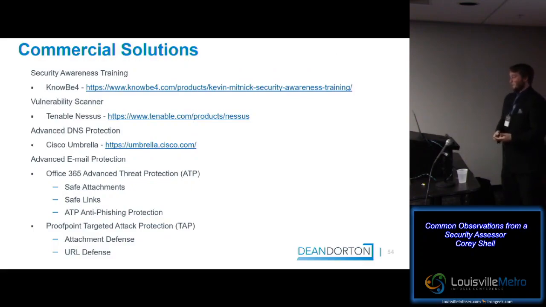So some commercial solutions we recommend for security awareness training. KnowBe4 is a favorite of ours. Our preferred vulnerability scanner is Tenable Nessus. For advanced DNS protection, we highly recommend Cisco Umbrella. Advanced email protection platforms include Office 365 Advanced Threat Protection, and then Proofpoint's equivalent is their targeted attack protection platform.